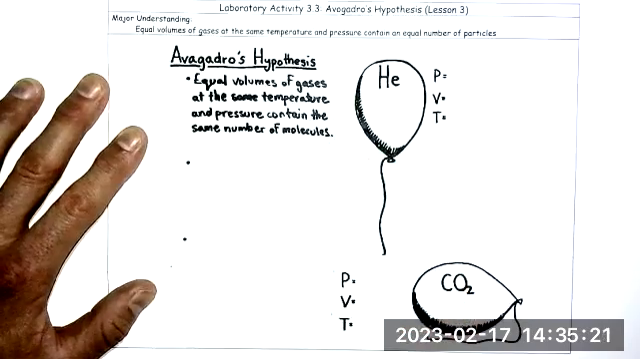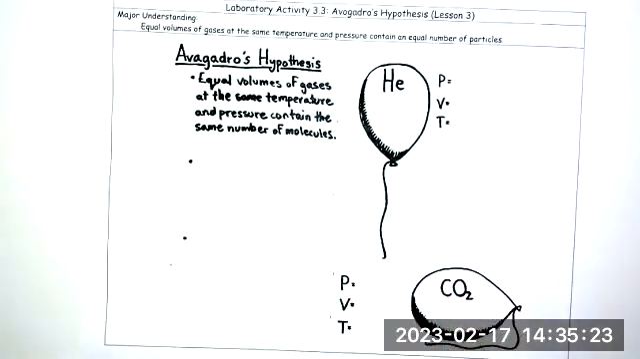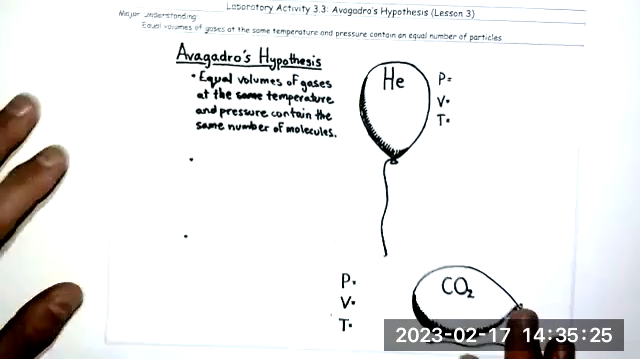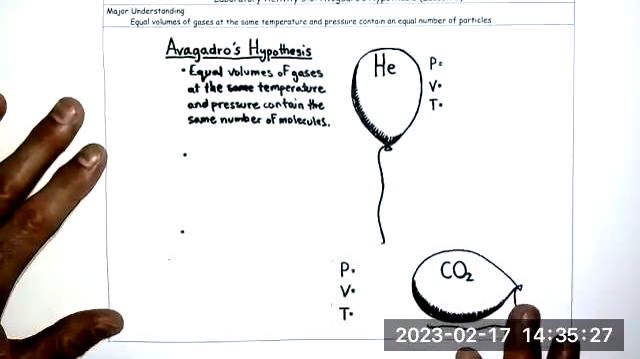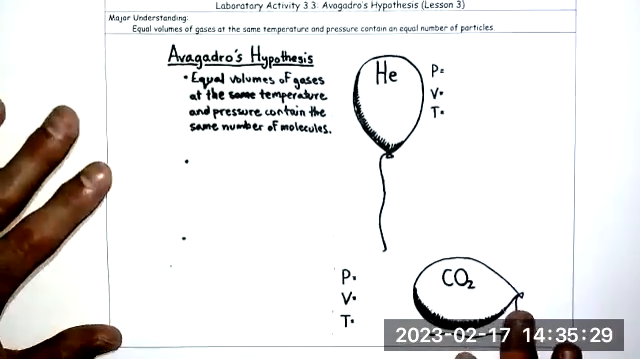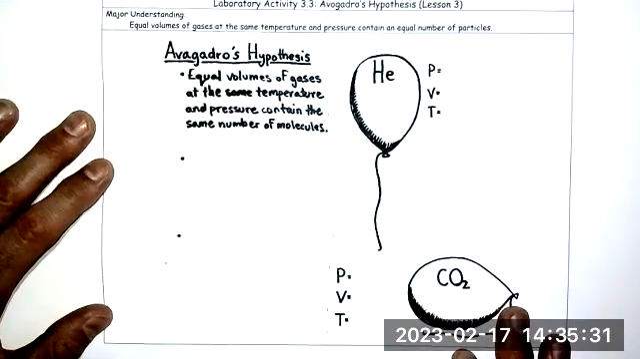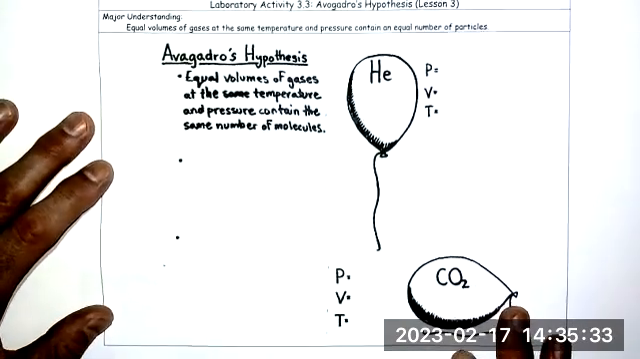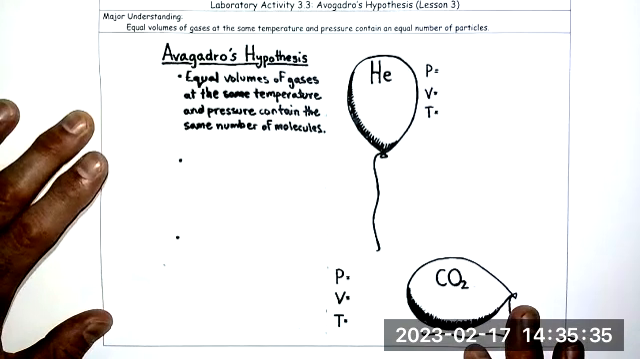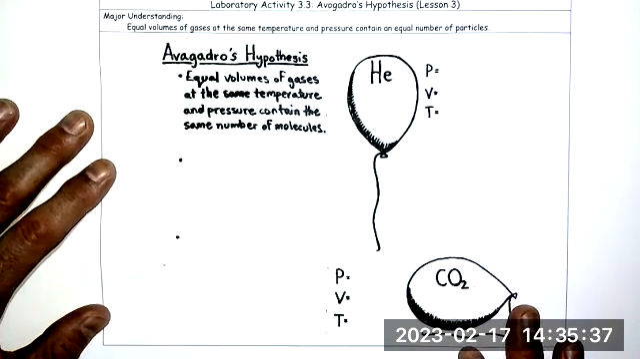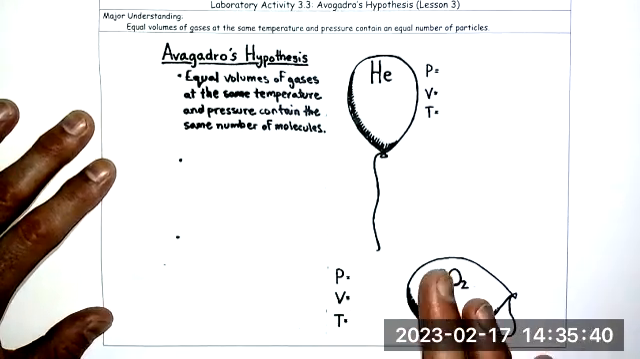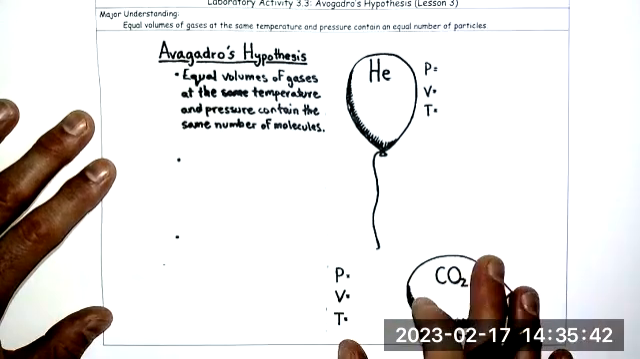Okay, and so this is because, according to kinetic molecular theory, the space between gas particles is so large that we consider the individual gas particles' volume to be negligible, and so the actual size and shape of the gas particle doesn't really matter. We just treat them as small discrete points.